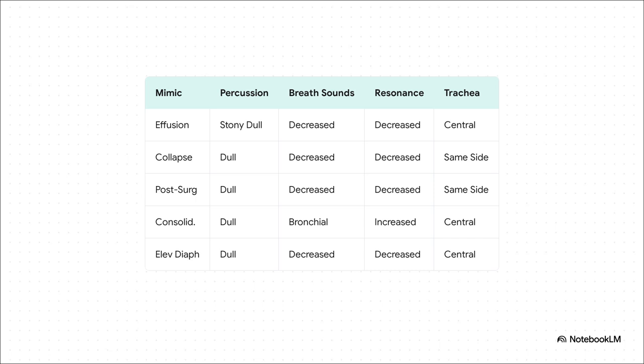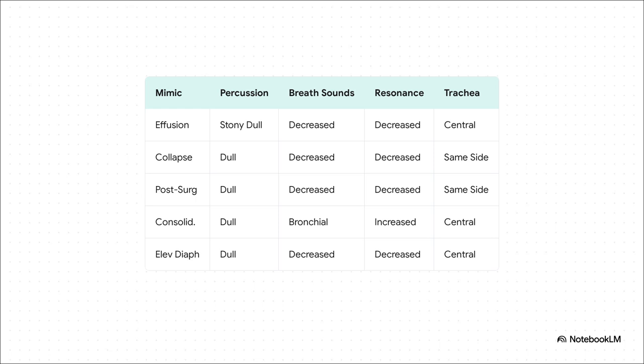Next step is lobar collapse. You still get that dullness and decreased breath sounds, but critically, the trachea deviates toward the same side. Why? Because the collapsed lung actually pulls the mediastinum right along with it. Third is a post-surgical chest, like a prior lobectomy. It mimics collapse perfectly, but a thoracotomy scar and some visible chest wall asymmetry usually give it away pretty quick.